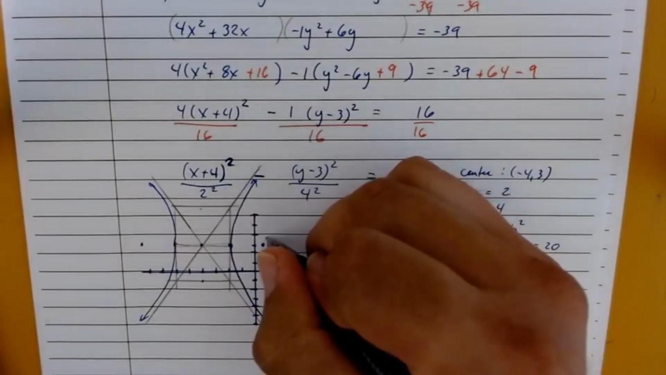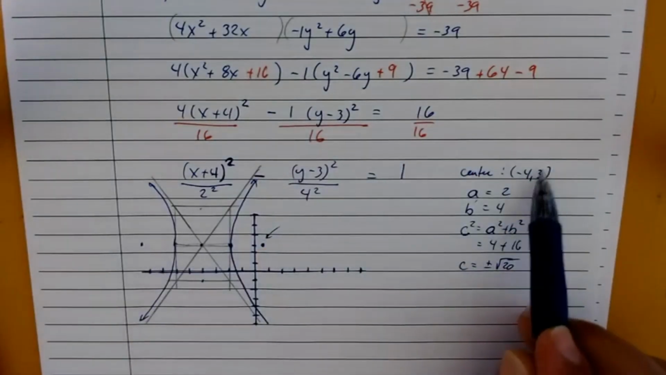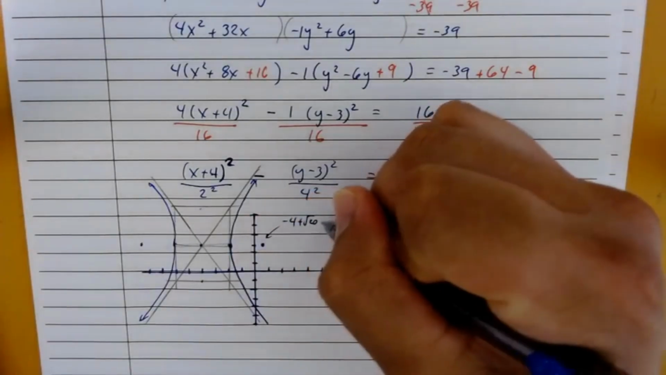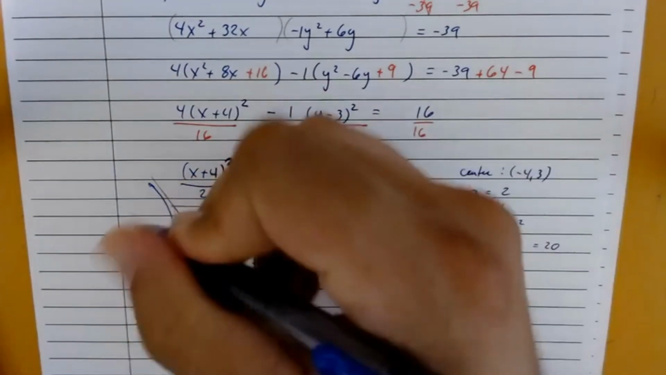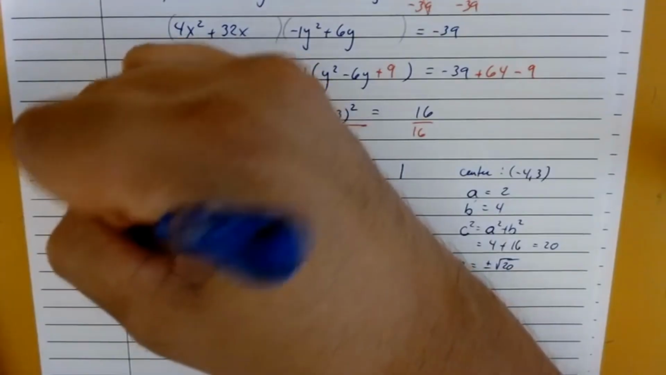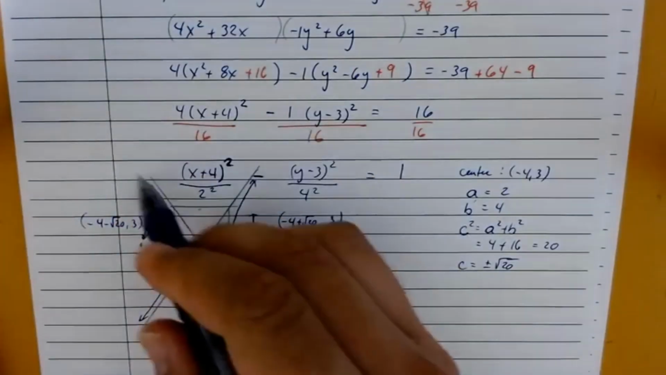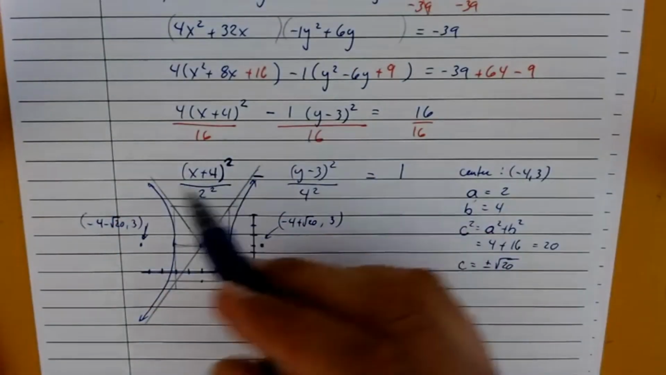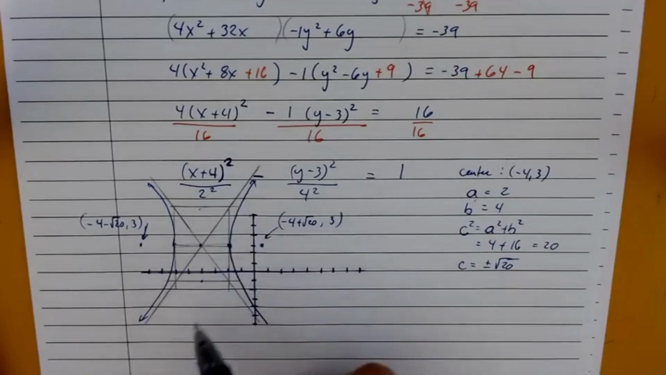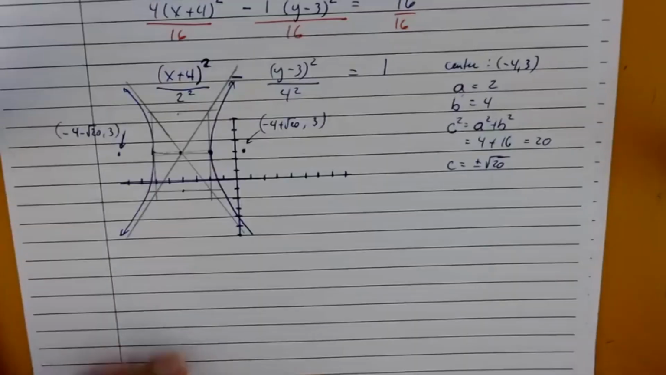This one will be at, once again, your y value doesn't change here since you never move up or down, so your y value is still 3. So that'll be (-4 plus root 20, 3). And this one will be (-4 minus root 20, 3). So we have our graph of our 2 branches along with the locations of our 2 foci. And finally, we can find the equations of our 2 asymptotes.